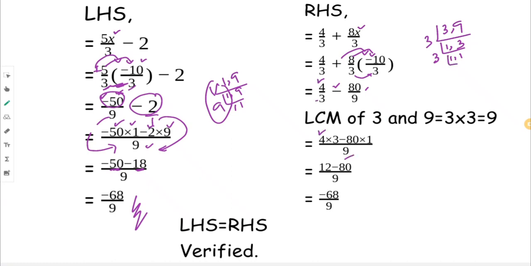So first numerator is how much? 4. So I've written 4. 3, how many times are 9? 3 3s are 9. Our second numerator is minus 80, right? 9, how many times are 9? 9 1 time. Then 4 3s are 12. Minus 18 to 1, minus 80, right? 12 minus 80, you can see that minus is greater, which means my answer will be in minus, right? 12 minus 80 is 68. So our right hand side is minus 68 by 9. Once again, you can see left hand side equals right hand side. So it is verified.